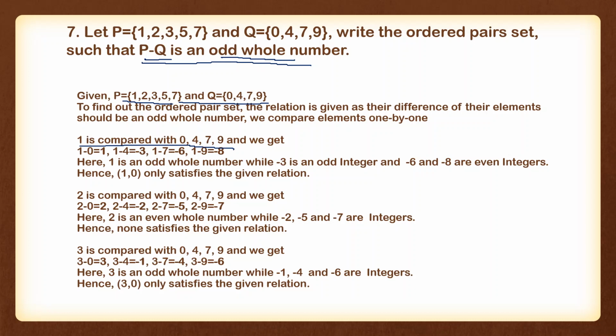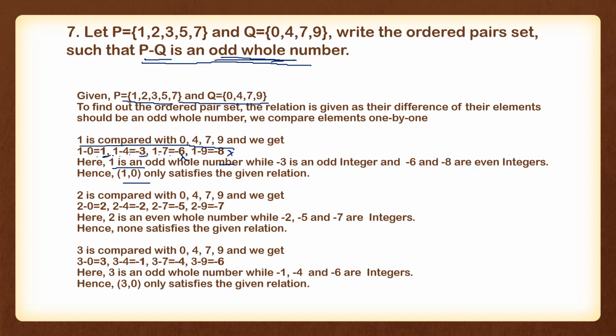Now 1 minus 0 is 1. Is this odd? Yes. 1 minus 4 is minus 3. Yes, but it is a negative odd, and we have to check whether the number is an odd whole number or not. So it will not satisfy. 1 minus 7 is minus 6. Again it is not. 1 minus 9 is minus 8. Again it is not. Only 1 is an odd whole number, while minus 3 is an odd integer, and minus 6 and minus 8 are also integers, but they are even, and they are not whole numbers. So only 1, 0 satisfies.